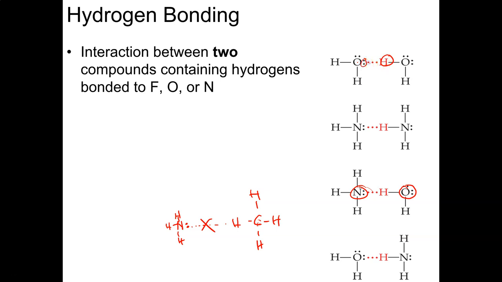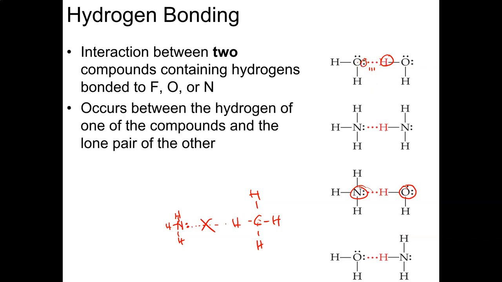The way you represent it, either with these three dots or with a slash, slash, slash. That is hydrogen bonding. It's between the H of one molecule and the lone pair of another. It is not between two H's. It's not between H and some random spot. It's between the lone pair and the H. Please remember that. You're guaranteed a question on this.